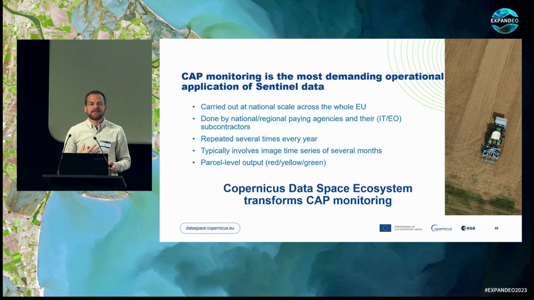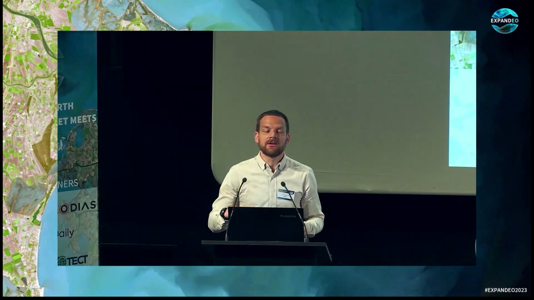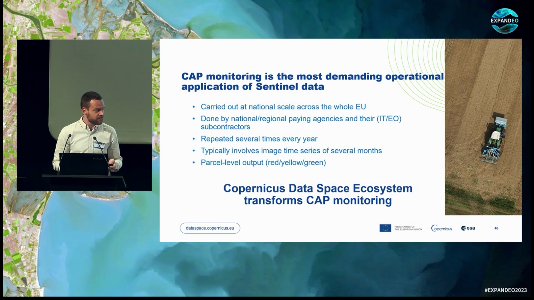And the reason why I selected CAP as an example is I think it's one of the largest operational applications of Sentinel data actually out there. So it's carried out at national scale across the whole EU. It's repeated every year, but some of the checks are done several times a year. It involves time series analysis, it involves multiple criteria, and the whole thing has to be legally compliant and financially binding. So this is really a big application crunching a massive amount of data. And Copernicus Data Space Ecosystem is going to transform this in a completely new way.